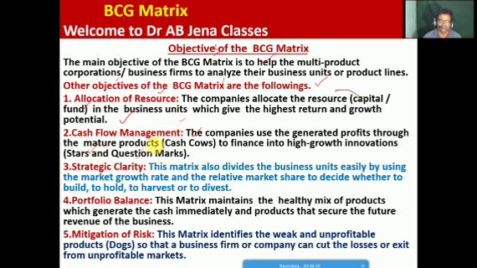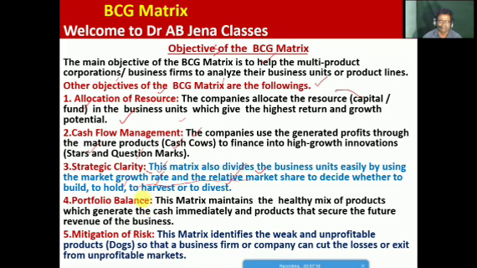So friends, don't worry, be happy, we'll discuss one by one, each and every element, I mean the quadrants of a BCG matrix. Then the strategic clarity. This matrix also divides the business units easily by using the market growth. Two important parameters of the BCG matrix: first one is the market growth rate and the relative market share, to decide whether to build or to hold or to harvest or to divest.